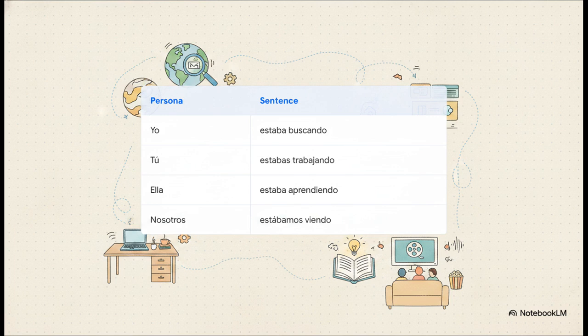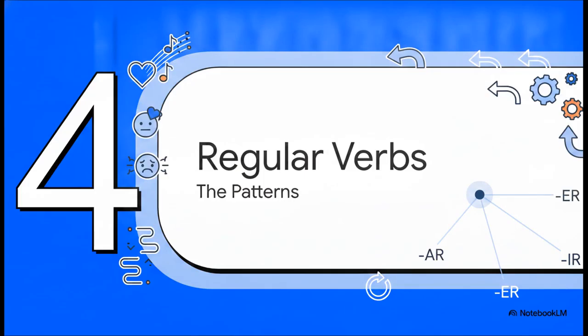Do you see how this literally drops you right into the middle of a scene? The action is just unfolding all around you. Section 4. Regular verbs. The patterns.